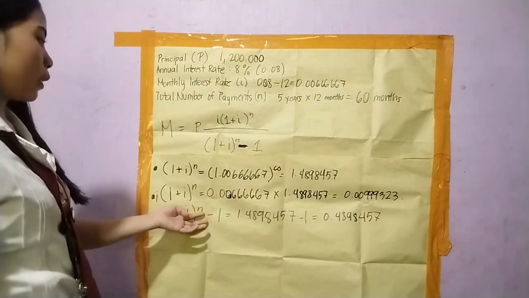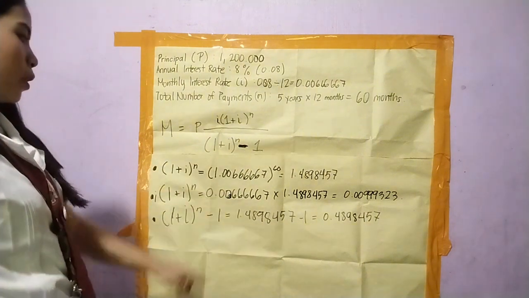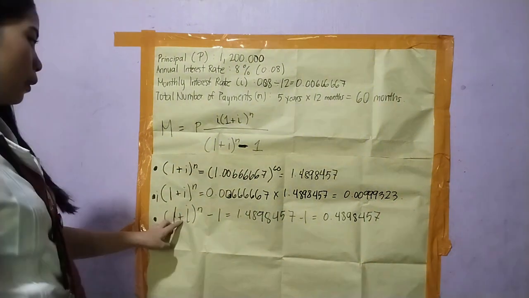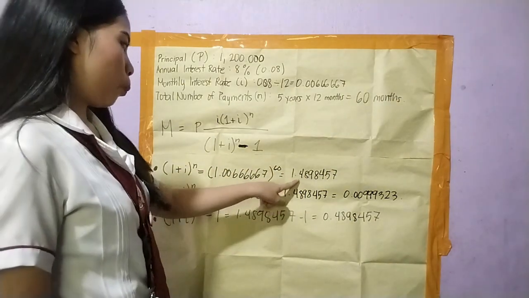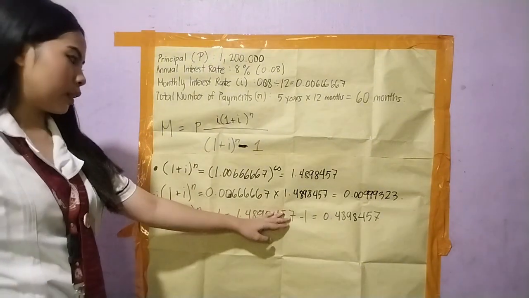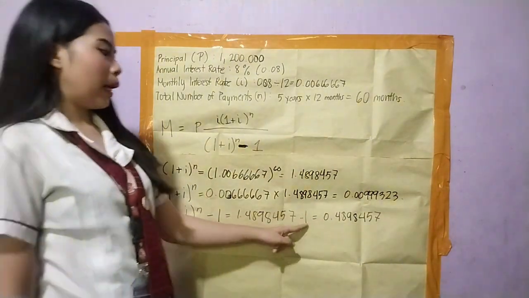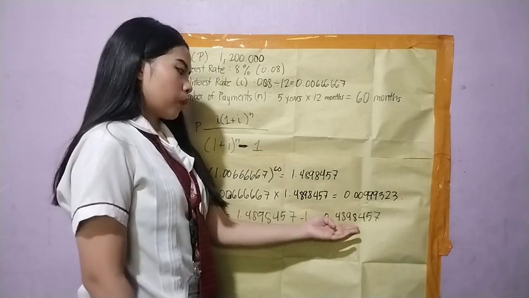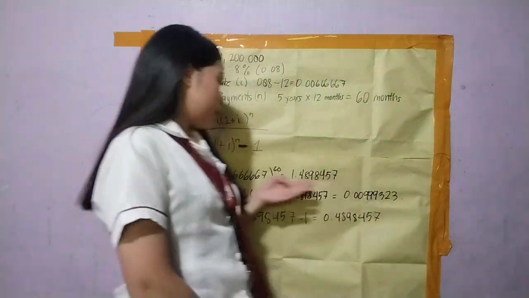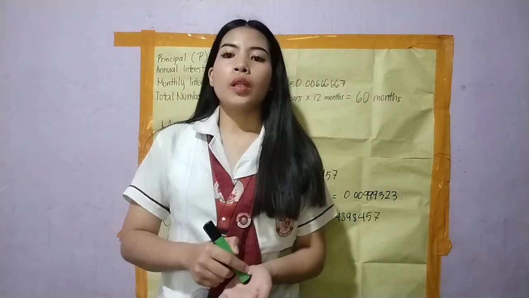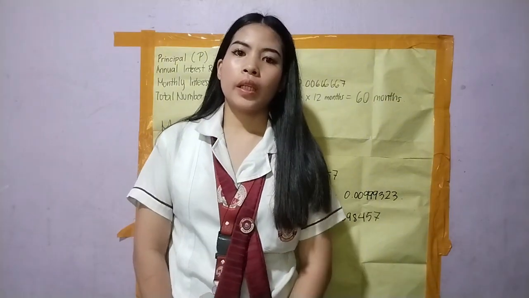Then, we calculate the denominator: (1 plus i) to the N minus 1. Our answer from earlier for 1 plus i to the N, 1.48988457, we subtract 1 from it, and the answer is 0.48988457. And now, finally, we divide the numerator by the denominator and multiply by the principal amount of 1,200,000 pesos.